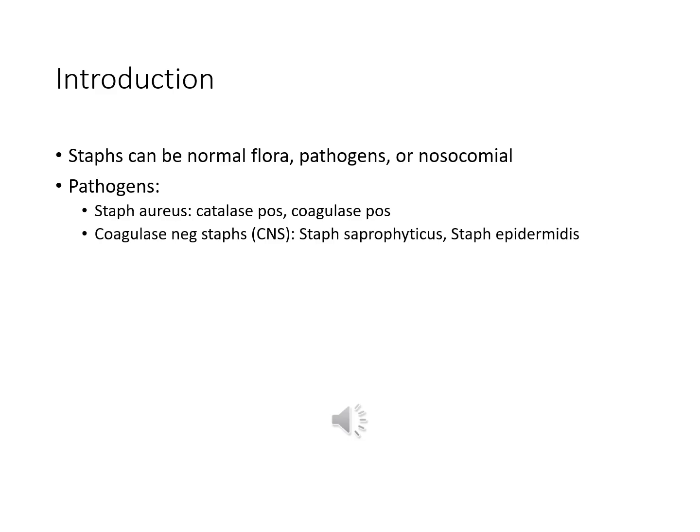So first, Staphylococcus can be normal flora. It can also be a pathogen or it could be nosocomial, so really it's a toss-up. Those that are considered pathogens include Staphylococcus aureus. This organism is catalase positive and coagulase positive. And then we have coagulase negative staph, or CNS. So Staph saprophyticus and Staph epidermidis.